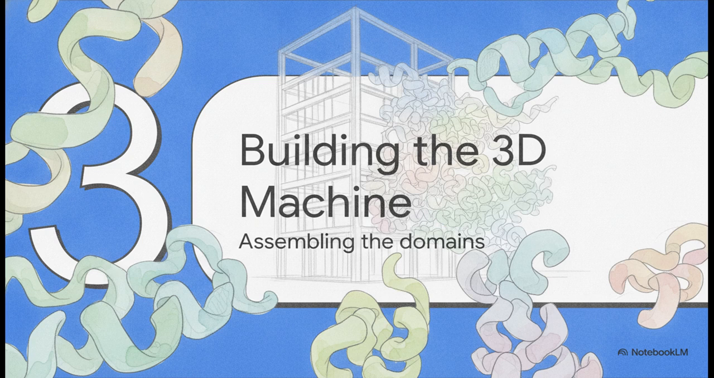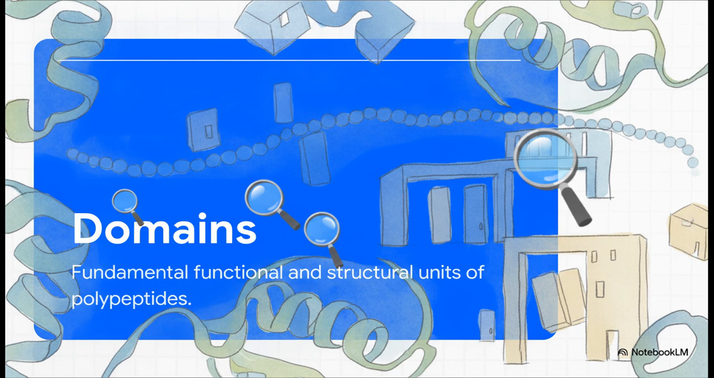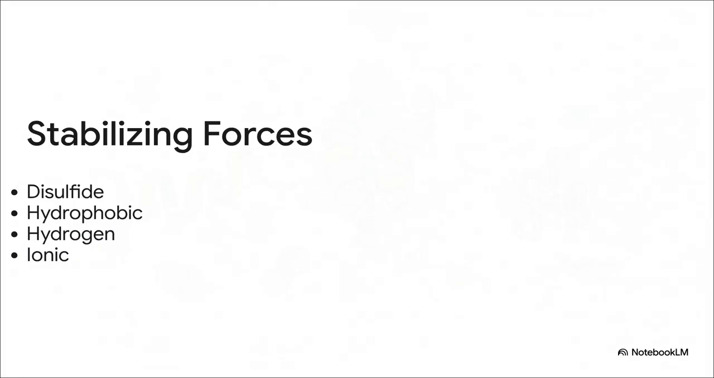Building the 3D machine, assembling the domains. For those really large polypeptides, and we're talking usually over 200 amino acids long, the structure is divided into what we call domains. These are the fundamental, functional, and three-dimensional structural units of polypeptides. The cool thing is, they fold independently of one another. They act almost like independent, compact rooms or wings within our larger building, each with its own specific structural and functional characteristics.